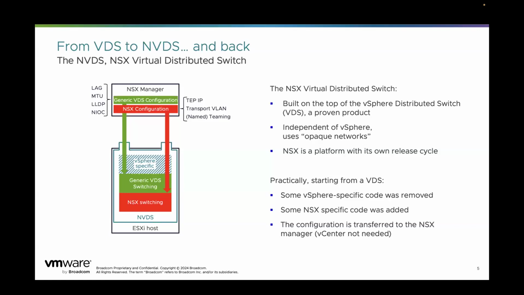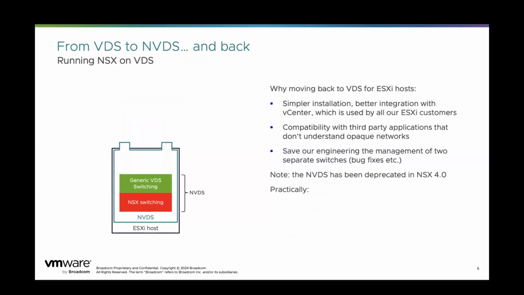And of course, you have some very NSX specific parameters that are the tunnel endpoint IP addresses, a transport VLAN on which we send overlay traffic, and the named teaming policies that are our way of making teaming policies in NSX. It's not per segment or per port group. It's global. So here are the components that are at hand right now. And let's see why we moved back to the VDS and what the implications are.